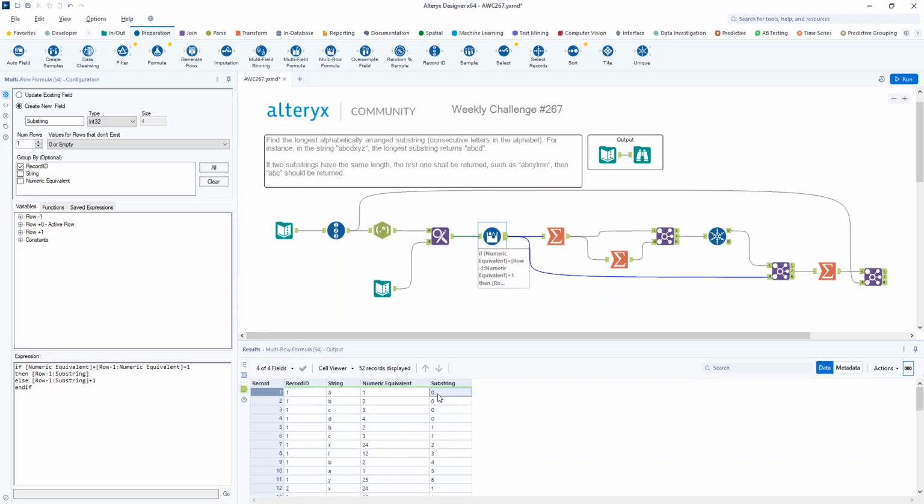So that's why these ones have zeros. Because 0 plus 1 is 1, so the row that doesn't exist sort of thing. Then that's why it starts off at 0 here. And we've grouped by the record ID, so it's only looking within individual strings. So it groups together A, B, C, D here as one grouping.